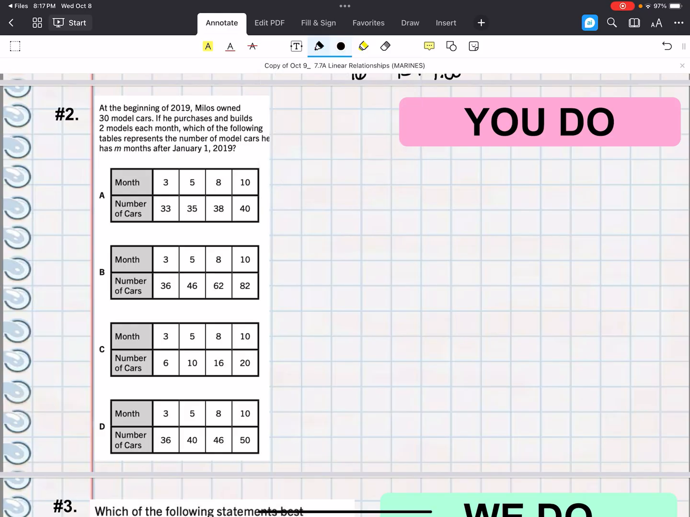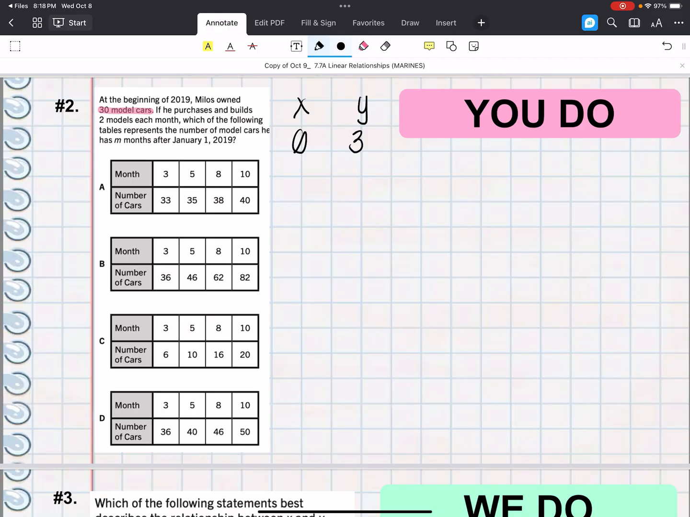For number 2, it says at the beginning of 2019, Milos owned 30 model cars. If he purchases and builds 2 models each month, which of the following tables represents the number of cars he has in m months after January 1st, 2019? So notice how it says beginning of 2019. So what was Milos starting out with? Well, he was starting out with 30 cars. Therefore, when x is 0, y is 30.